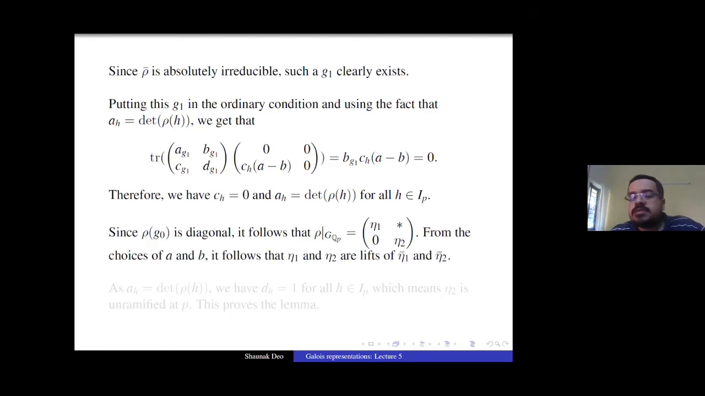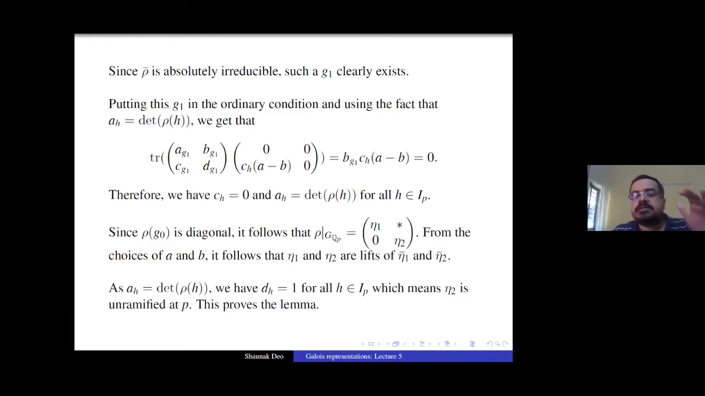So from the choices, it follows that eta 1 and eta 2 should be lifts of eta 1 bar and eta 2 bar. And because we know that when you restrict it to the inertia group, the matrix is upper triangular, and we have proven that the upper diagonal entry is determinant, the lower diagonal entry should be 1, because it's upper triangular. And so we get DH is 1 for all H in IP, which means this eta 2 is unramified at P, and this proves the lemma.